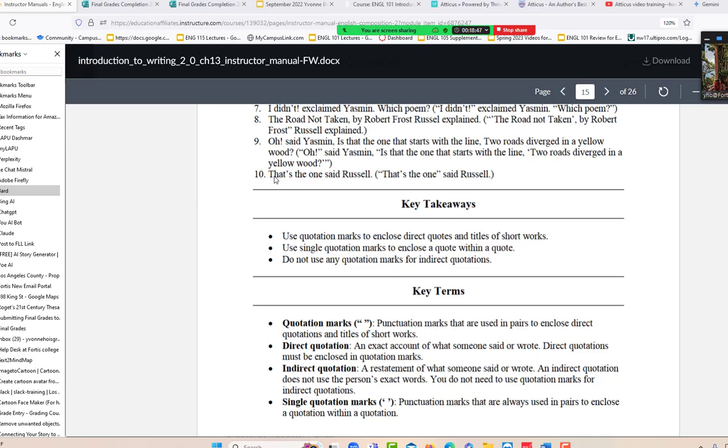Use quotation marks to enclose direct quotes and titles of short works. Use single quotation marks to enclose a quote within a quote. Do not use quotation marks for indirect quotations.